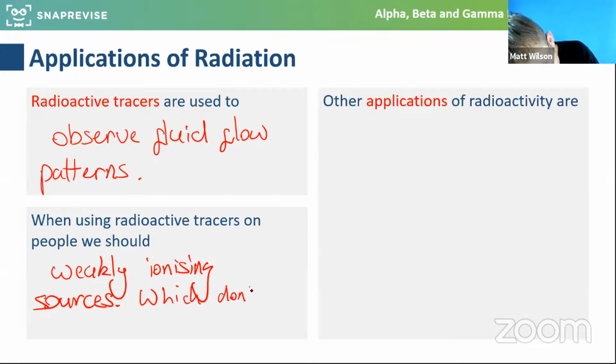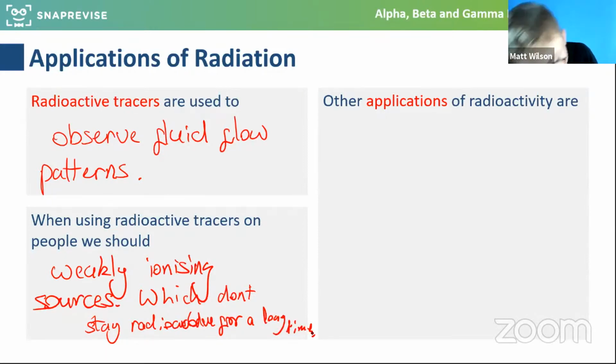Okay, we also want sources which don't stay radioactive for a long time. We want radioactive sources that don't stay radioactive forever, where they could be causing damage. We want them to stop after a day or two once we've used them to trace something. Okay, there's some other applications. Testing thickness of materials.